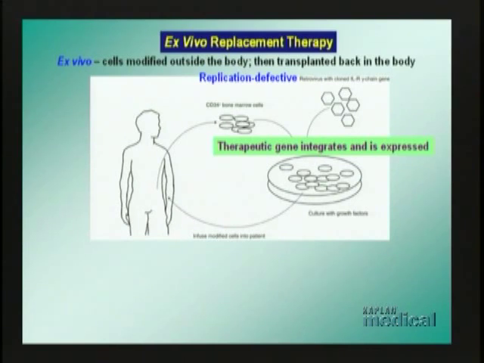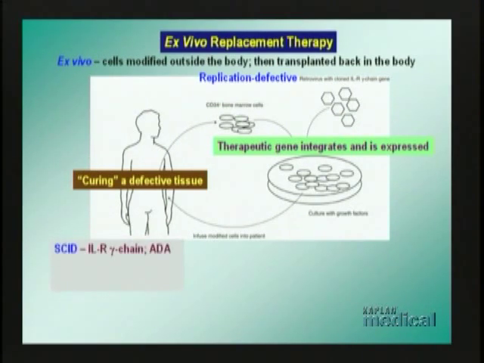And then those altered cells are then put back in the human being, and the idea is that you're trying to cure a defective tissue, because now the therapeutic gene is being made into recombinant protein and you're curing a defective tissue.